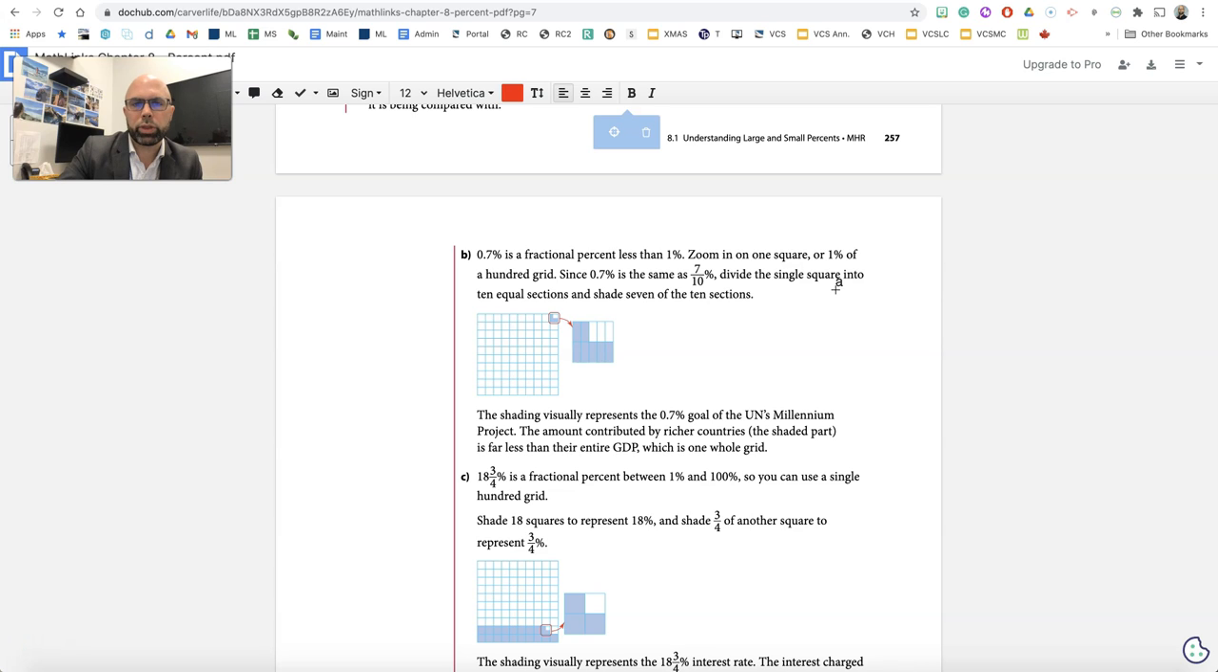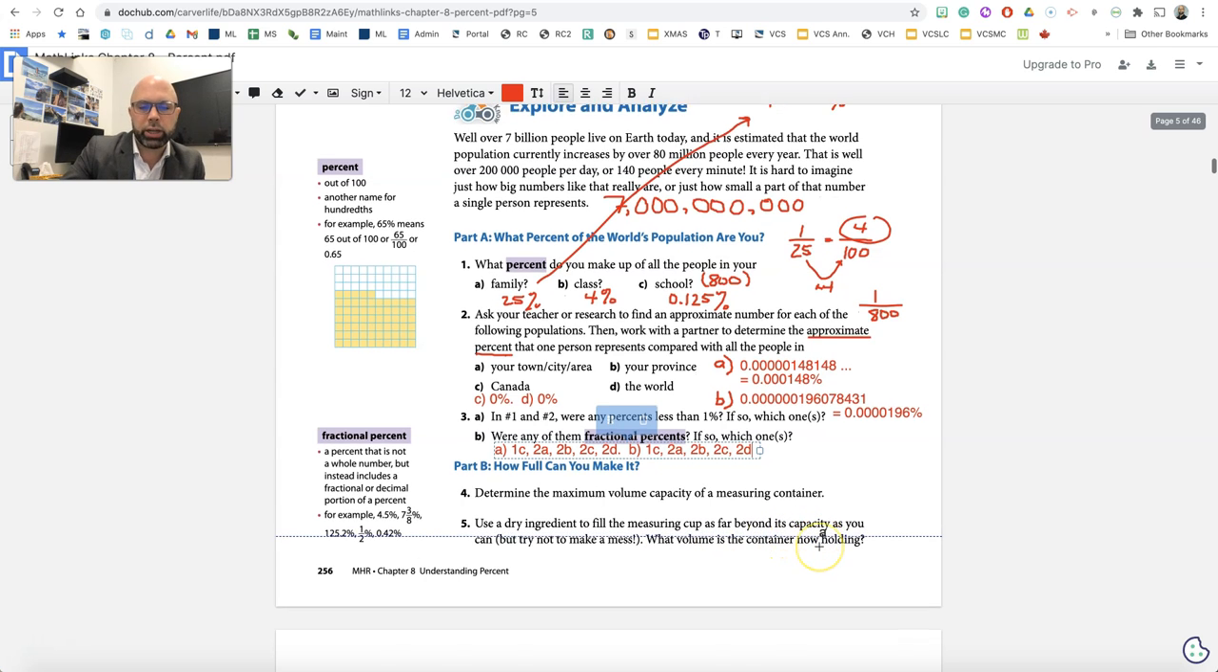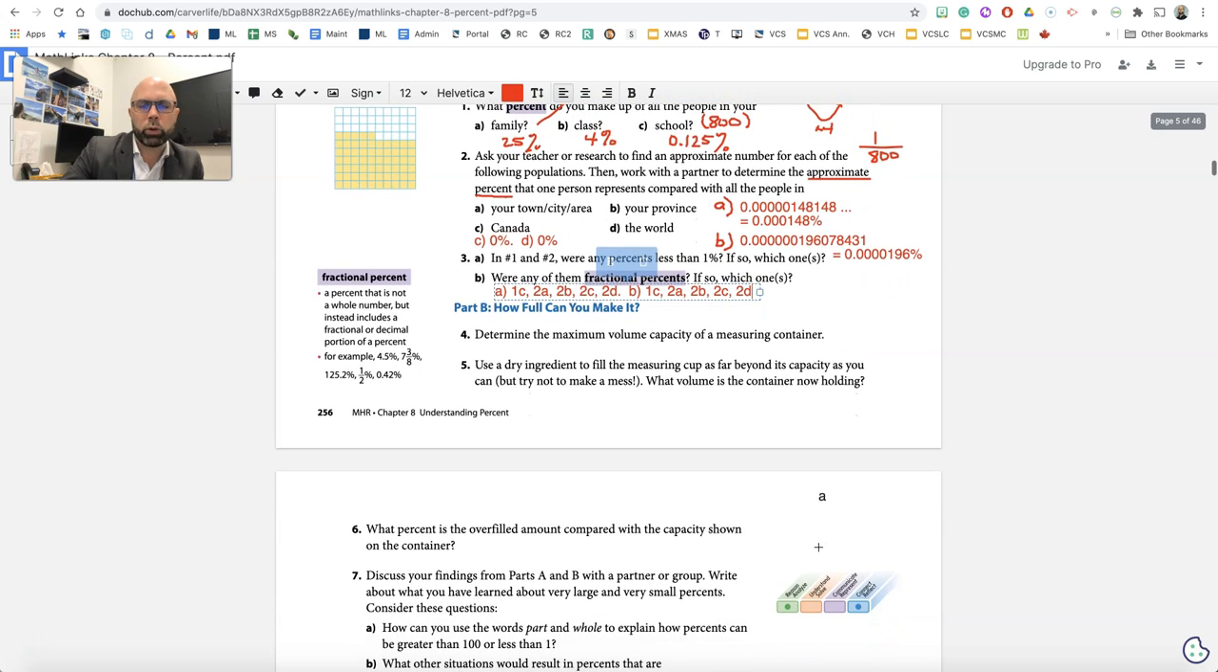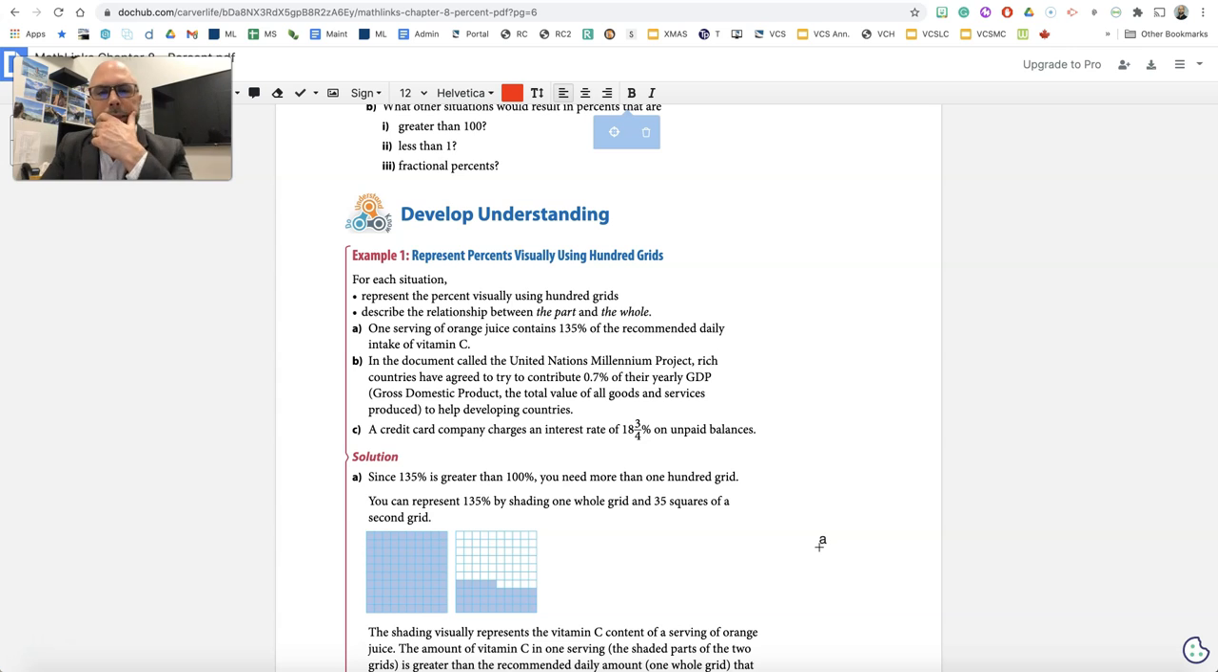So I think we will put a pause on that question. These questions would be fun if we all had easy access to measuring equipment and maybe an industrial kitchen. But for now, we're going to skip down to the assignment. Just before that, let's make a couple of quick stops here at Develop Understanding. Looking at example 1, represent percents visually using 100 grids.